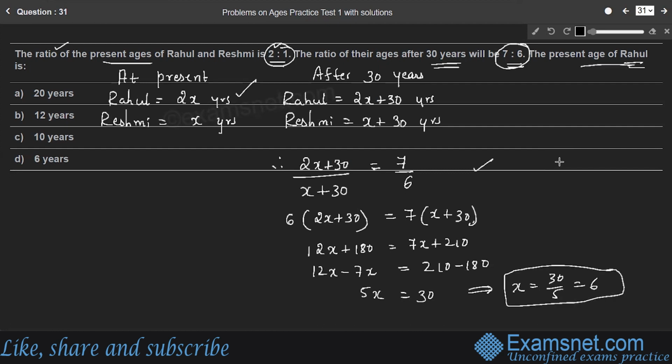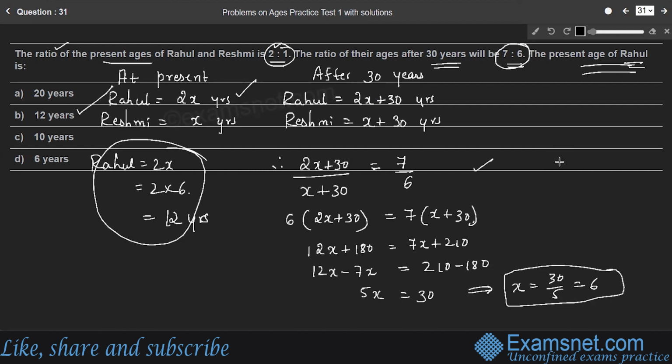So here we need the present age of Rahul, right? So Rahul is 2x years old. So 2 into 6, x is 6 here. So therefore Rahul is 12 years old, 12 years old. Hence option B is the right answer.